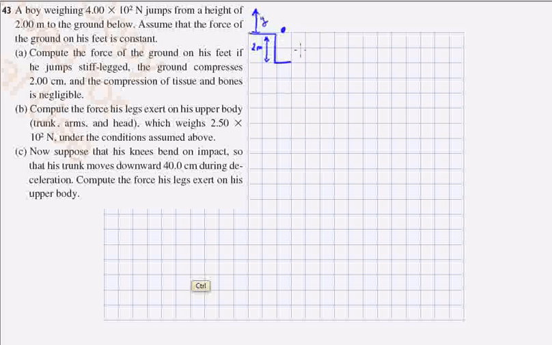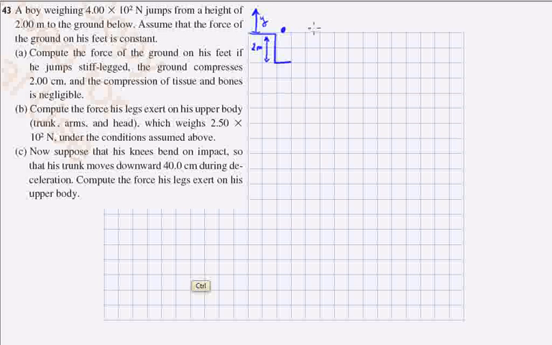So once I find that velocity, I can find what the net force on him is from his acceleration, because I know that he stops in 2 centimeters. Then I can use the kinematic equation without time to calculate the acceleration, and from that the net force. And then from that I can figure out what the force of the ground on his feet is.